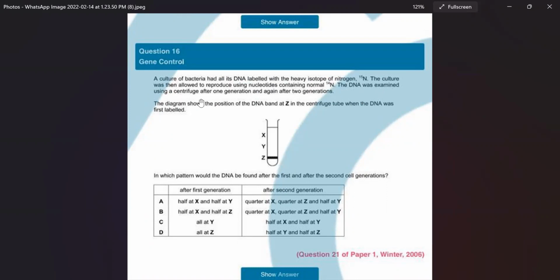The DNA was examined using a centrifuge after 1 generation and again after 2 generations. Okay, so it was replicated. The diagram shows the position of the DNA band at Z in the centrifuge tube when the DNA was first labeled. So the original heavy one. And in which pattern would the DNA be found after the first and after the second cell generations? Very interesting. Let's draw the DNA out and see what result we get.